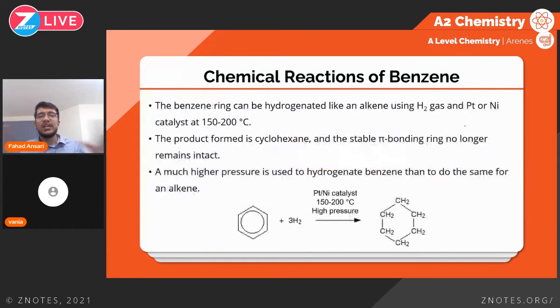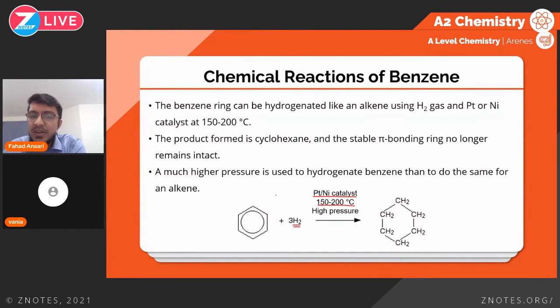And finally, there is one reaction just when you thought that all the reactions are going to leave the benzene ring, the stable pi bonding ring, undisturbed. Well, lo and behold, we have a reaction that has harsh enough conditions to actually destroy it, right? And these conditions are basically reacting with hydrogen gas over a platinum or nickel catalyst at this temperature, 150 to 200 degrees Celsius. Same conditions that you would have when hydrogenating an alkene. But an alkene's pi bond isn't that strong. The pi bond in benzene, though, is very stable.